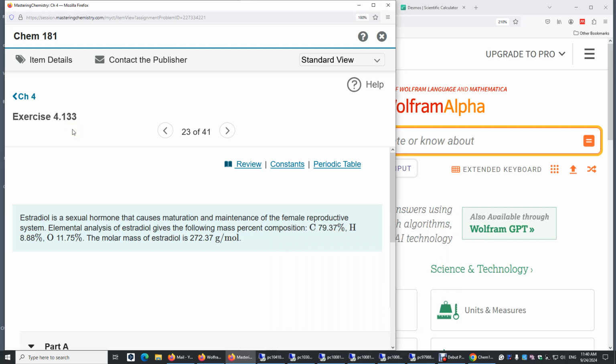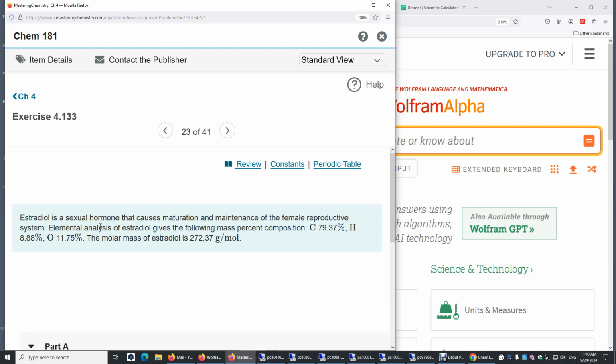Chapter 4, Exercise 4.133. Estradiol is a sexual hormone that causes maturation and maintenance of the female reproductive system.